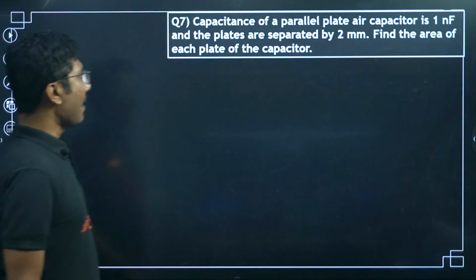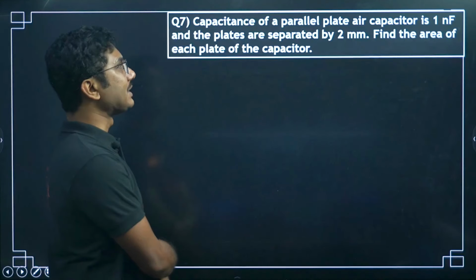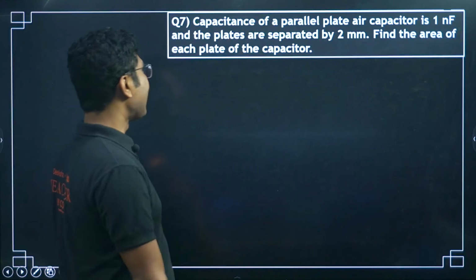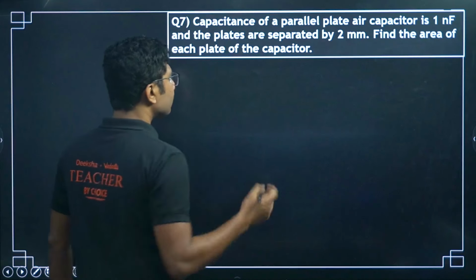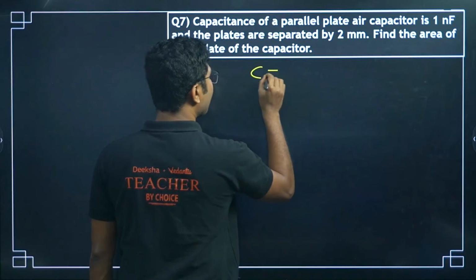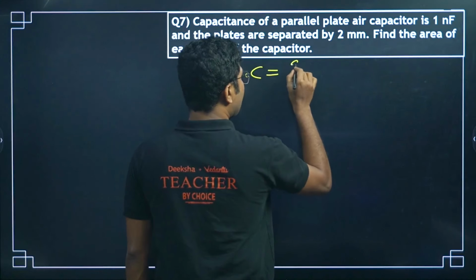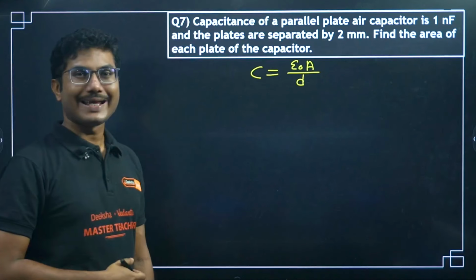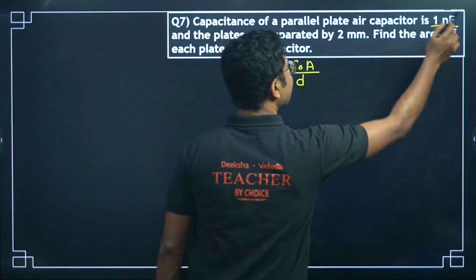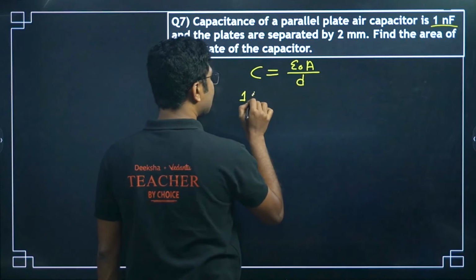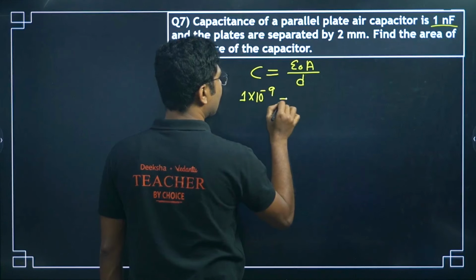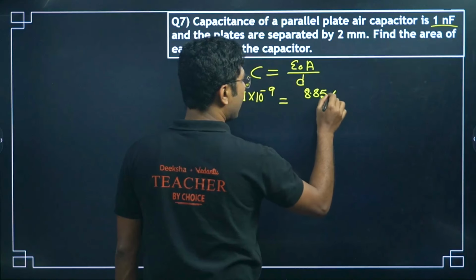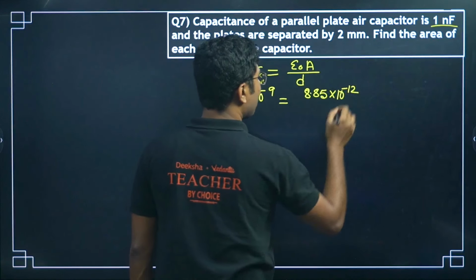Now, next: the capacitance of a parallel plate air capacitor is 1 nanofarad and the plates are separated by 2 millimeter. Find the area of each plate of the capacitor. So, for that we have to solve C equals epsilon naught A by D. This is the formula for the capacitance of an air capacitor. Now, C is given as 1 nanofarad. So, 1 nano means 10 to the power of minus 9. The epsilon naught value is 8.85 into 10 to the power of minus 12.